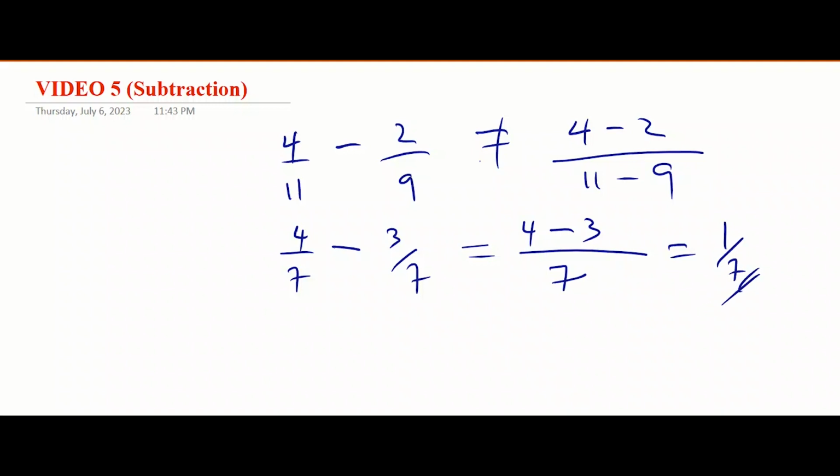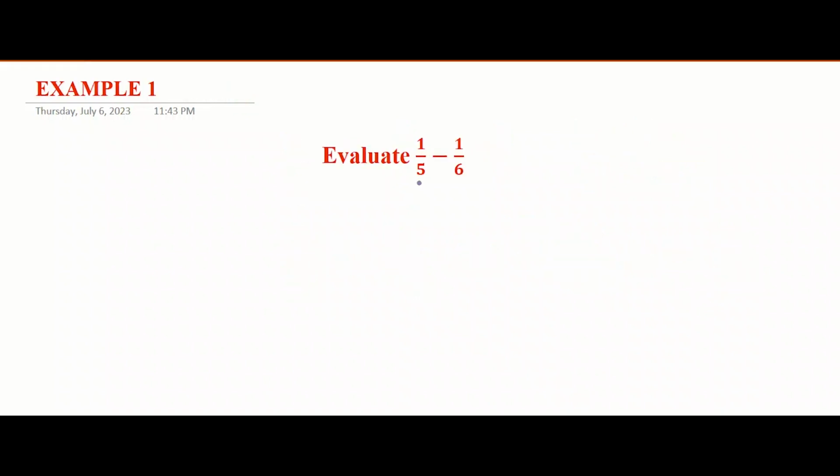So let's look into some examples. We are to evaluate 1 out of 5 subtract 1 out of 6. Let's use the first method, that is LCM. So you just draw a line like this. You multiply 5 by 6, that is 30. Is there a number that can go in both 5 and 6 aside 1? Obviously, there is no other number. So the LCM is 30.